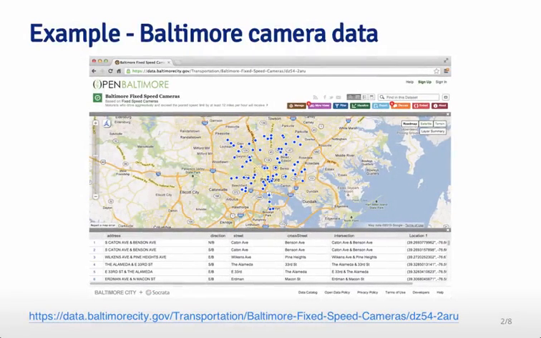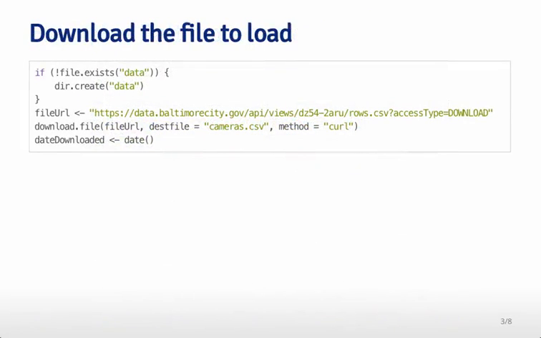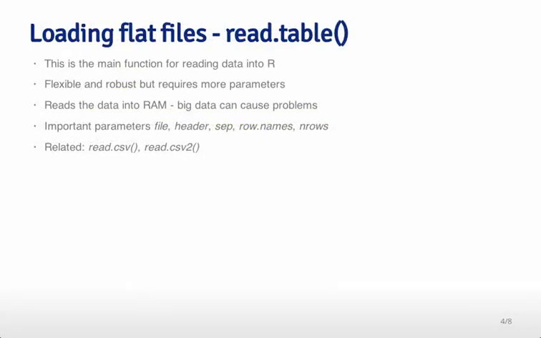So again, we're going to go back to the Baltimore fixed camera data. And so I'm again going to download the data. I'm going to check to see if the data directory exists. And if it doesn't, I'm going to create it. Then I'm going to download the data with download.file. So now the data has been downloaded from the website and is sitting on my computer. It's local data to my computer.